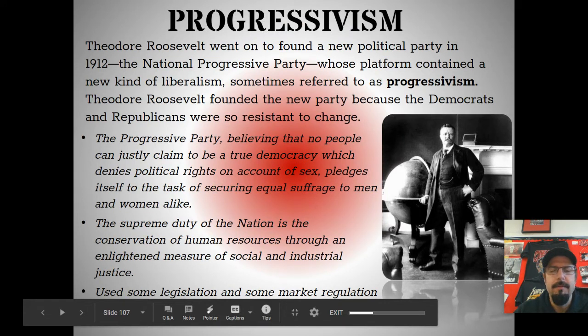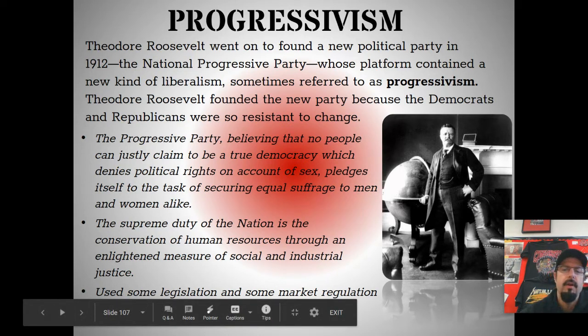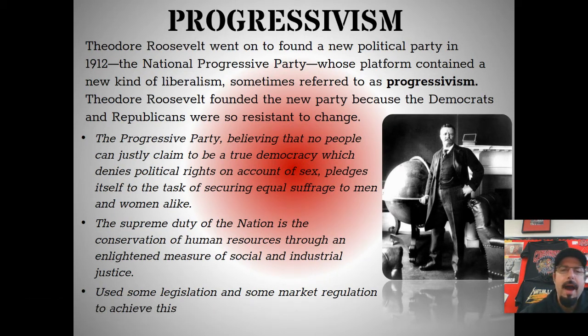And like I said, I don't really feel like reading every one of these slides, but one of the things that Teddy Roosevelt did is that he would step in and actually protect the rights of workers. He would use the power of government to bring about more equality.